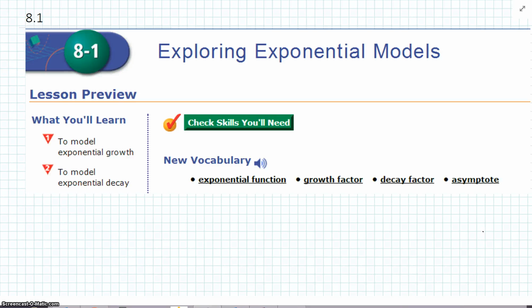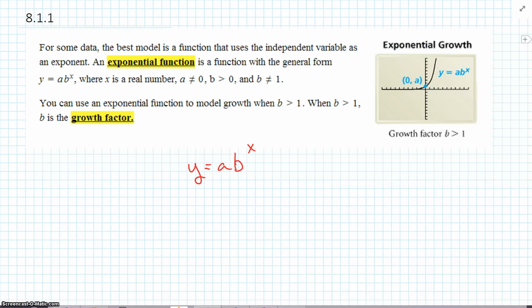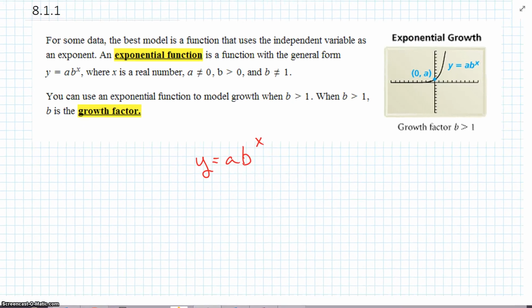All right, chapter 8.1, exploring exponential models. In this lesson, we're going to learn how to model exponential growth and exponential decay. Things we're going to learn are exponential functions, growth factors, decay factors, and asymptotes. Okay, let's just get started.